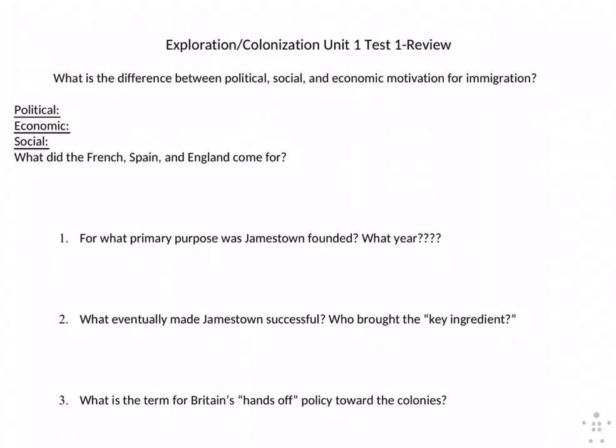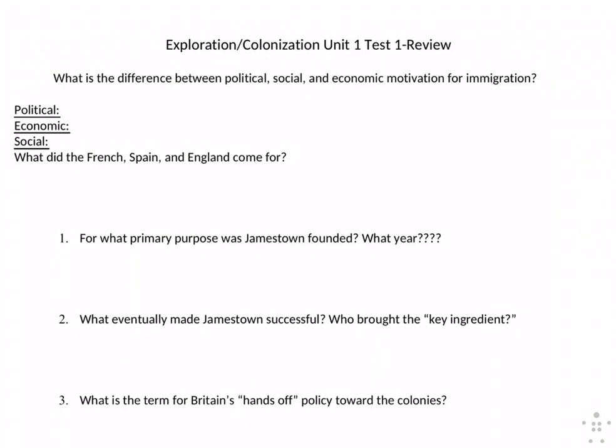Next one. For what primary purpose was Jamestown founded and what year? Very first date you need to memorize. Jamestown, 1607. It's the very first permanent colony in the New World or in the colonies by England. So it was founded for economic reasons. The Virginia Assembly allowed them, the English people, the colonists, to come to the New World. They landed in Jamestown, Virginia, 1607. Economic reasons, they were on the lookout for gold or to make money.